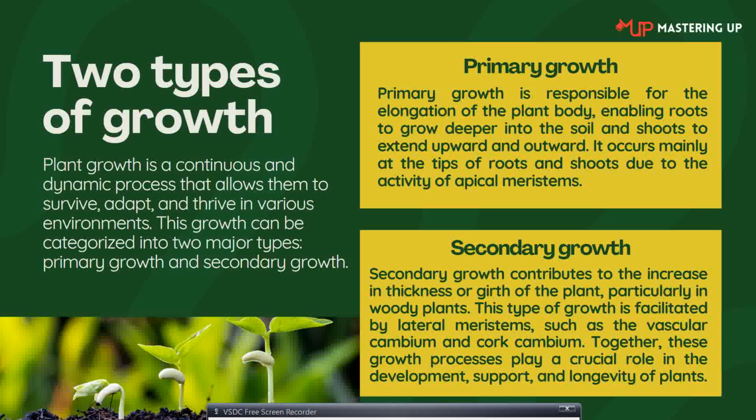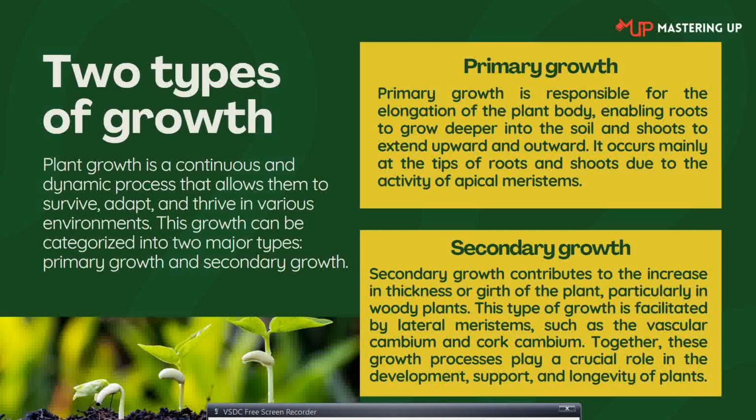Primary growth is responsible for the elongation of the plant body, enabling roots to grow deeper into the soil and shoots to extend upward and outward. It occurs mainly at the tip of the root and shoot due to the activity of apical meristems. While studying meristematic tissues, we learned that the apical meristems, as the name suggests, are present at the apex of the root and shoot. This helps in the elongation process. So primary growth is mainly responsible for the elongation of the plant, happening mostly at the tip of the root and tip of the shoot, that is, elongation of the shoot and elongation of the root.